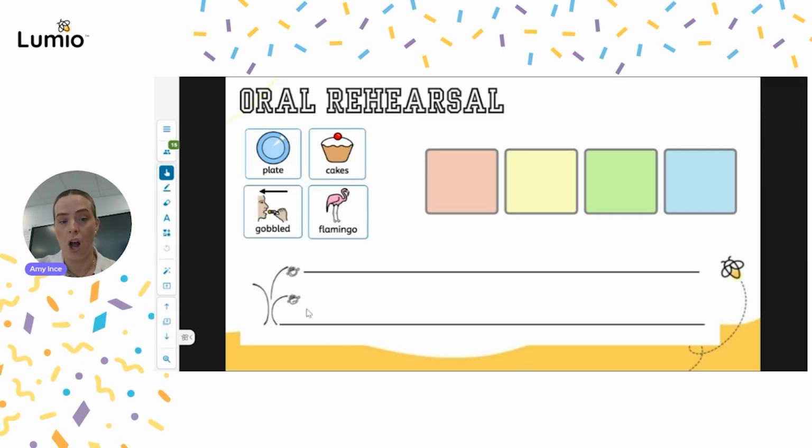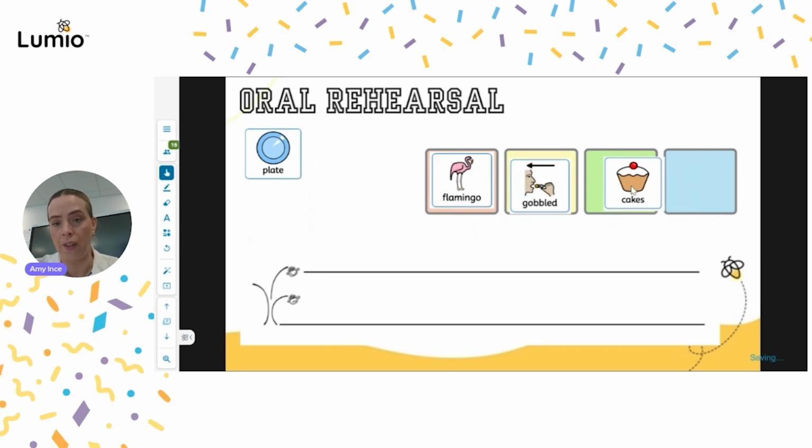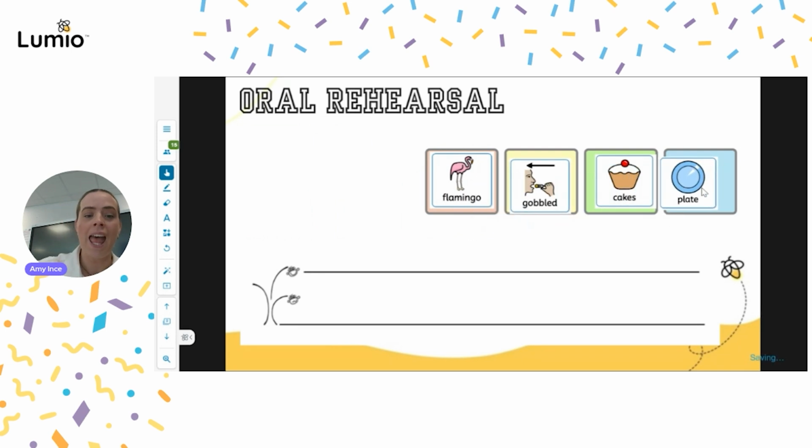So once we've moved on from that activity, filling in the blanks, we will then go to, again, a drag and drop, and also where they can just write onto their writing frame. So we can use the sentence that we've just used, the flamingo gobbled all the cakes on the plate. And then again, this can be the children doing it.